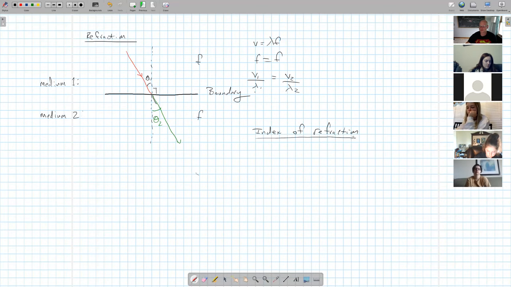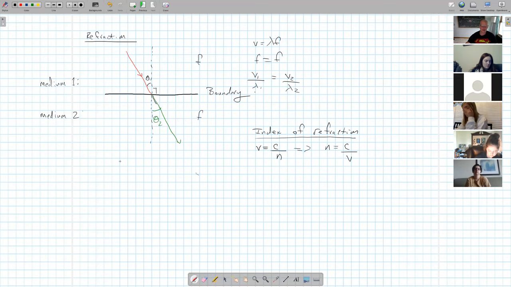So what's the index of refraction? The velocity at which the object moves inside of the medium is equal to the speed of light divided by the index of refraction. This means that the index of refraction is defined as the speed of light divided by the speed at which it moves inside of this medium.